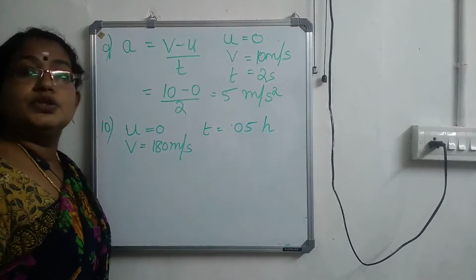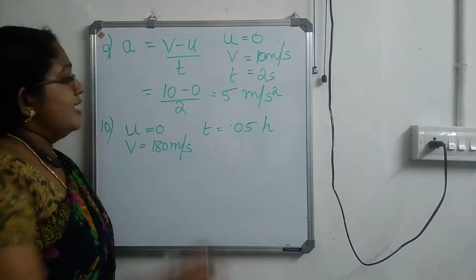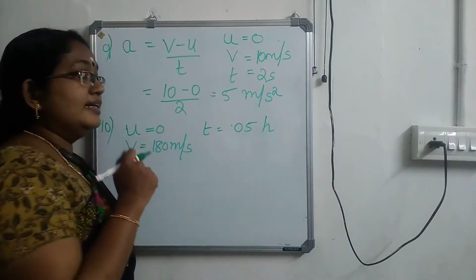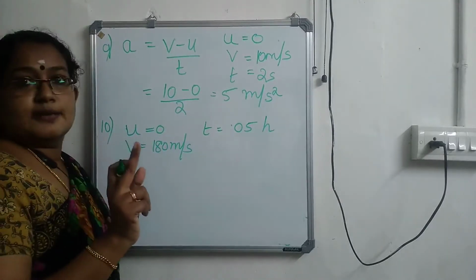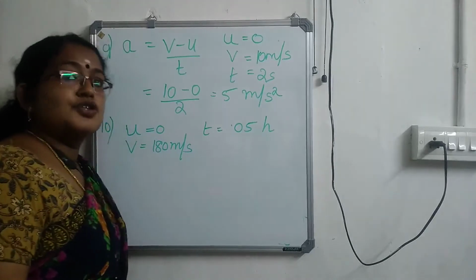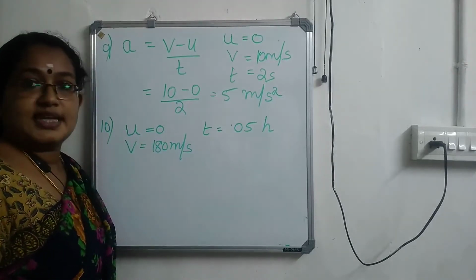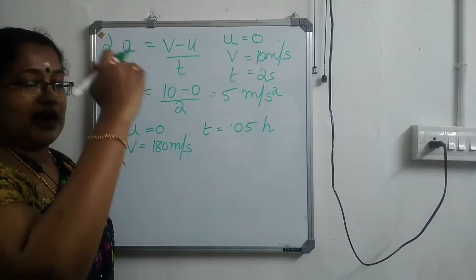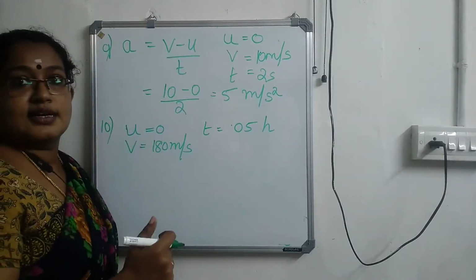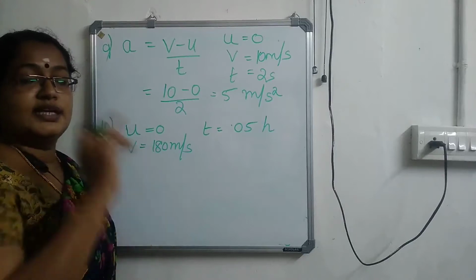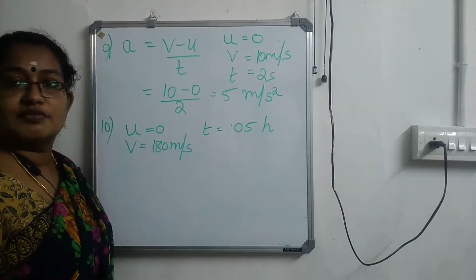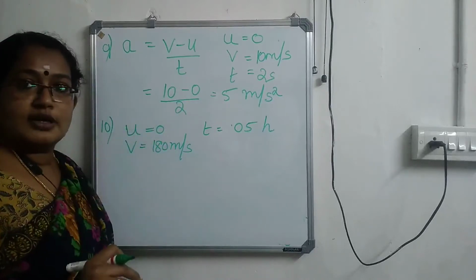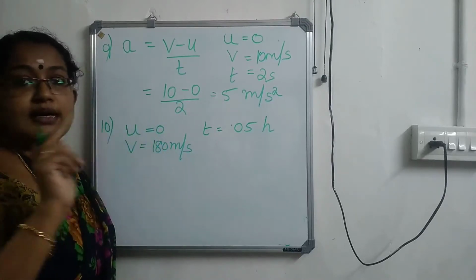So here we have to do a conversion, isn't it? Since the velocity is given in meter per second, we need time in seconds, but it is given in hours. So how will you convert hour to second? Hour is bigger than second, isn't it? If we are converting a bigger one to a smaller one, always multiply. Bigger to smaller, multiply; smaller to bigger, divide.